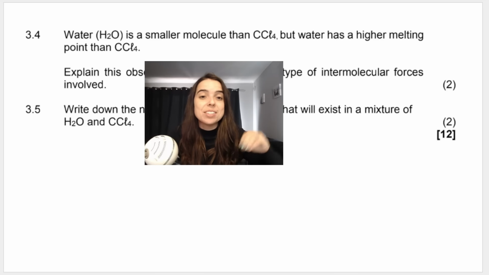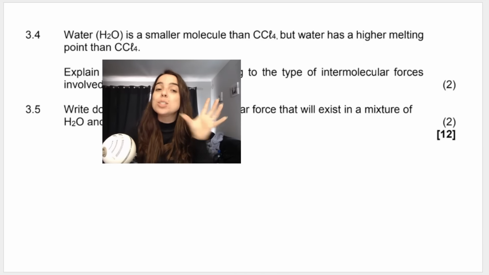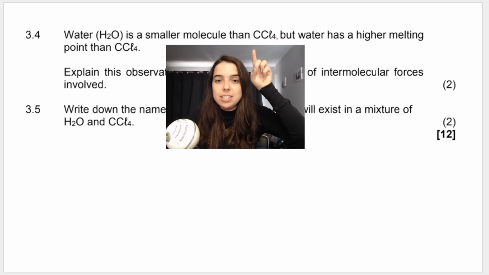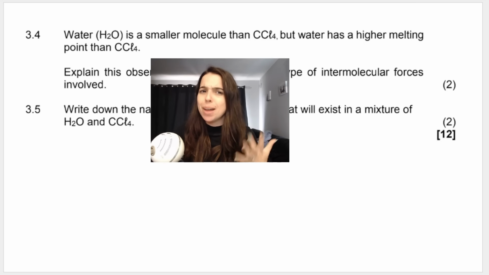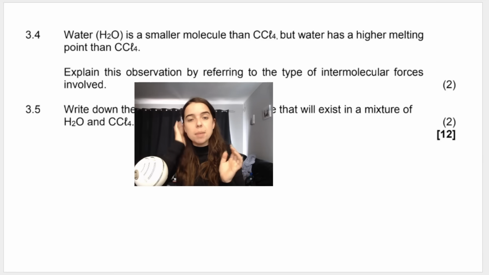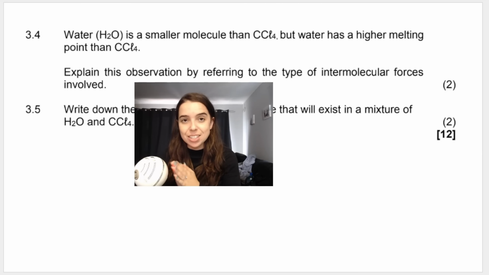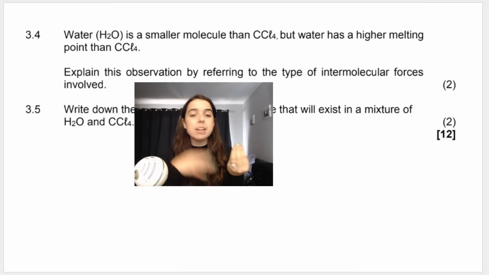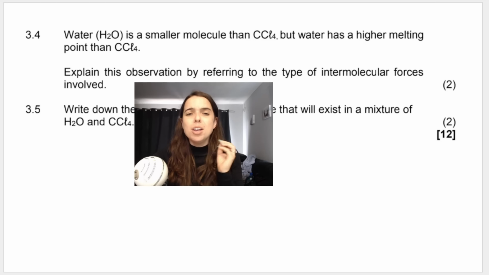In the next question, they say water, H2O, is a smaller molecule than CCl4, but it has a higher melting point than CCl4. So you should know that water has a melting point at 0 degrees Celsius. Okay? At 0 degrees Celsius, it will turn from its solid phase to liquid phase or vice versa, melting point and freezing point. But why?